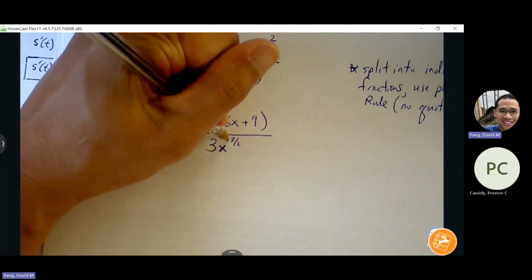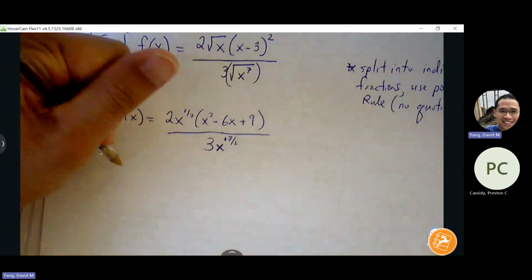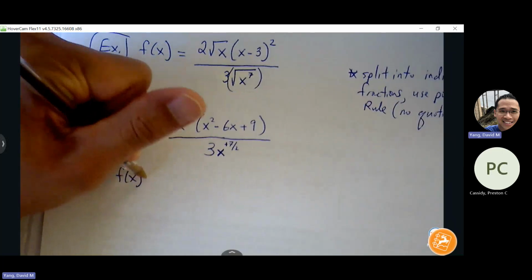But yeah, sorry, this is a positive 7/2. I want to leave it in the denominator there. Anyway, so I'm still in the cleanup stage here.